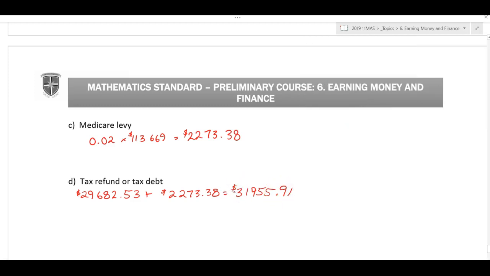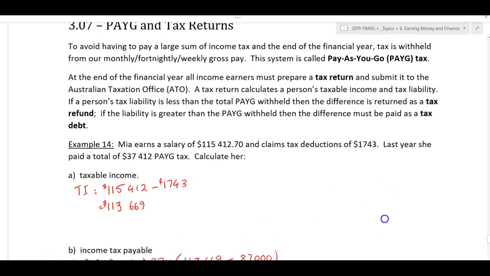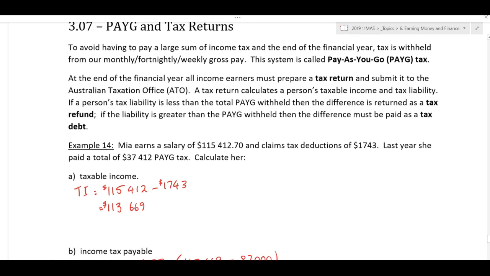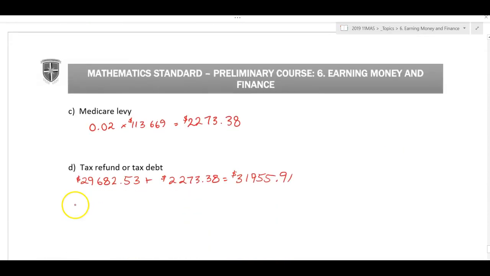Okay, that's how much Mia needs to pay. How much has she paid? How much has already been withdrawn from her pay or withheld from her pay? She's paid $37,412. So you know what? I think Mia's in for a return. She's paid that much. She only needed to pay $31,955. So she will get the extra returned to her as a tax return.